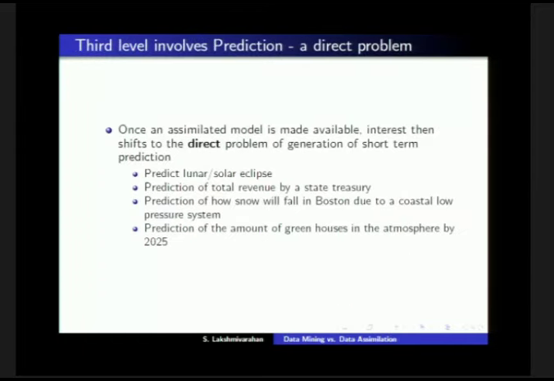So what is the third level? The third level is a direct problem. Once an assimilated model is made available, interest then shifts to the direct problem of generating a short-term forecast. Why do we do all these things? I want to know how tomorrow is going to look. I want to know what the IBM stock price is going to be tomorrow. I want to know how hot the temperature in Bangalore is going to be. Why? Power companies want to know, because if the temperature goes up by 2 degrees, the consumption of electricity for air conditioning goes up.